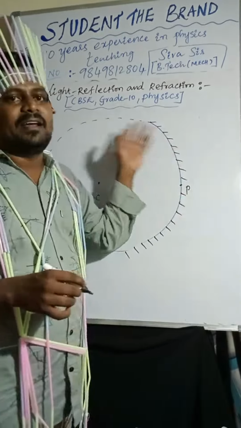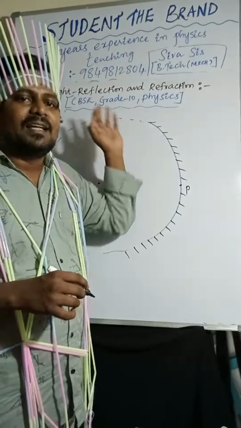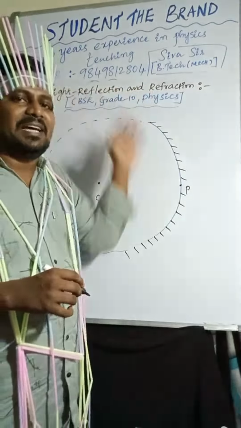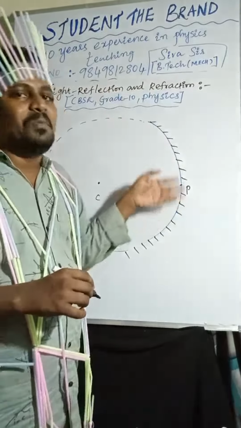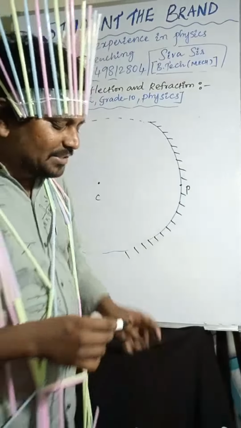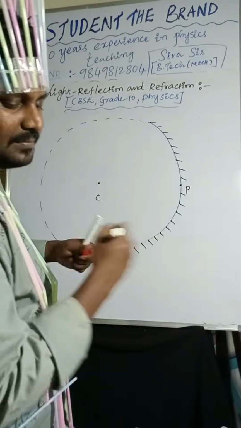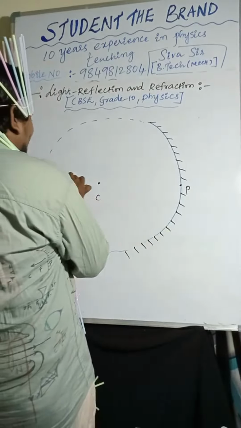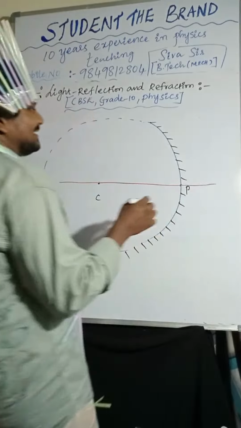The midpoint of the mirror is called the pole. The center of the imaginary sphere of which the mirror is a part is called the center of curvature. The line joining the center of curvature and the pole is called the principal axis.